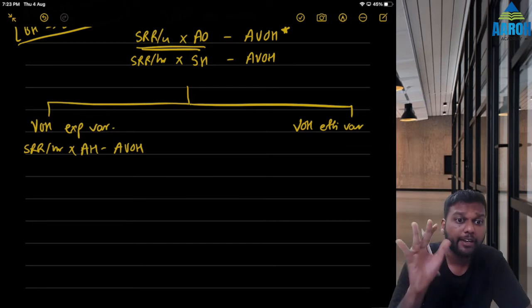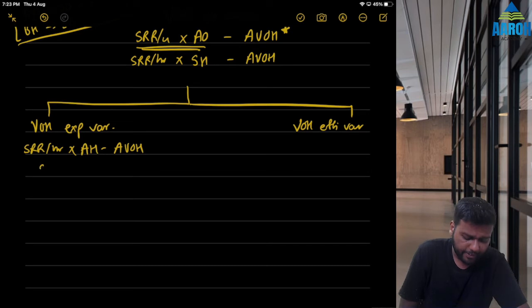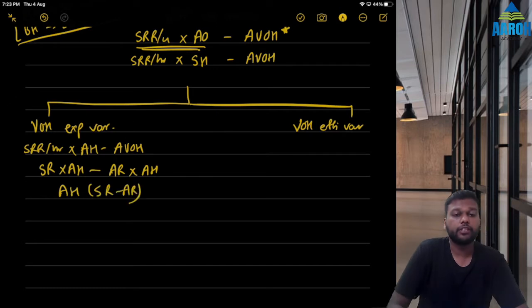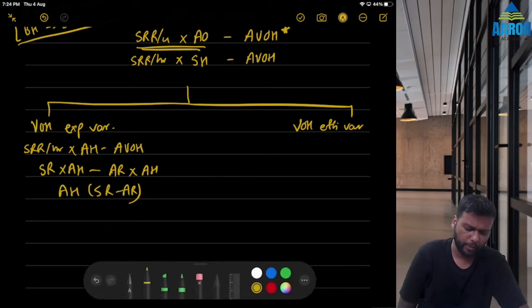This is nothing but labor variance only. Formula similar to labor variance only. How? Can I write this as standard rate into actual hours minus actual overhead, which means what? Actual rate into actual hours, right? So if I just take actual hours common, what will be in the bracket? SR minus AR. This is nothing but the formula of labor rate variance, right? Fine, but it is easy to remember like this also.